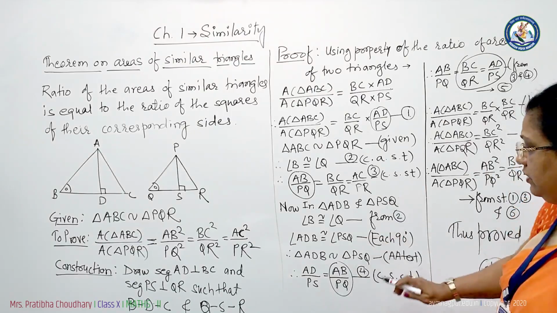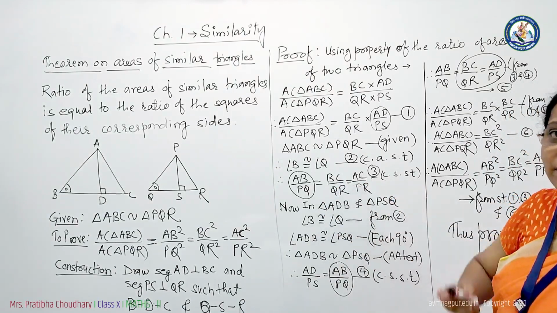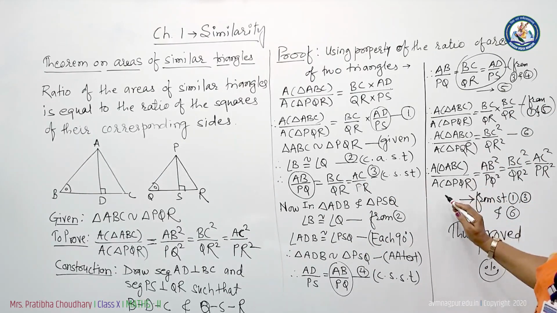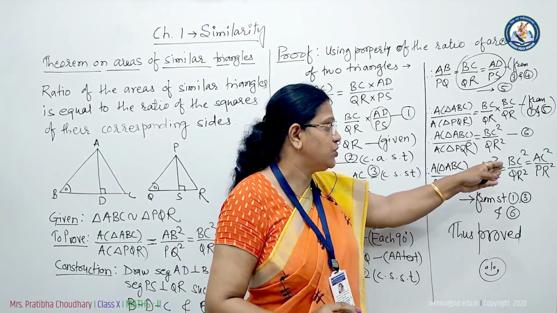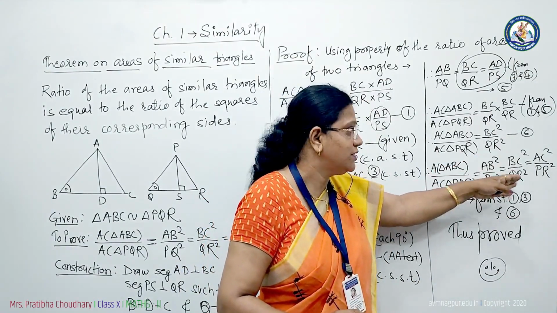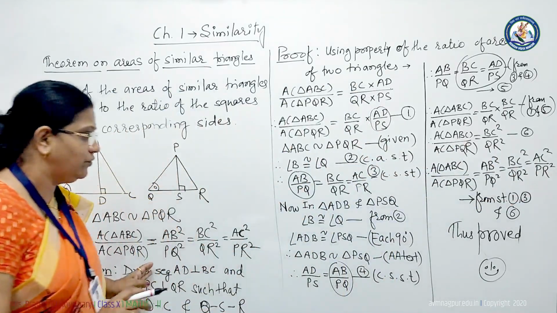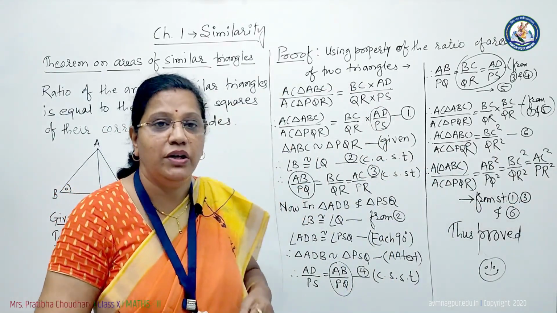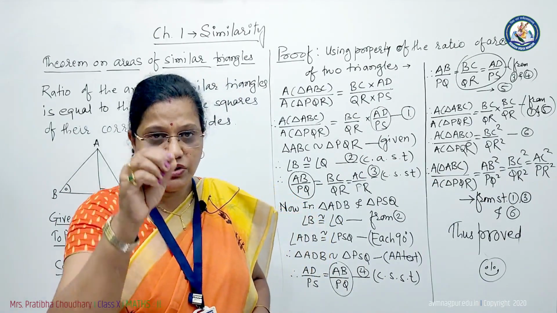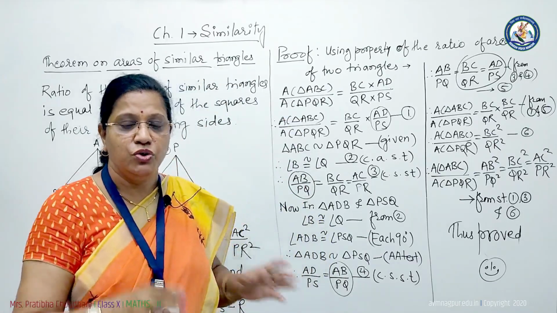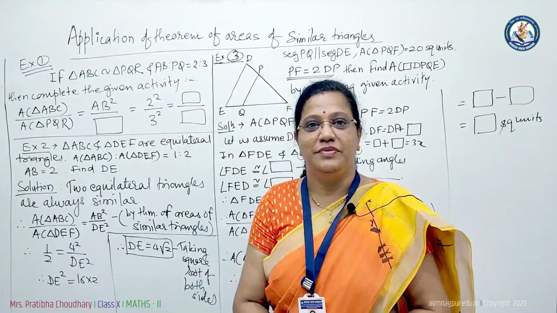And if we want to take all three sides, it is given AB upon PQ is equal to BC upon QR is equal to AC upon PR. So it will become area of triangle ABC upon area of triangle PQR is equal to AB square upon PQ square is equal to BC square upon QR square is equal to AC square upon PR square. And this is our ultimate proof. So we have proved it. See student, what we have done: we have just used similarity of two triangles and the ratio of the areas of two triangles, and using these two things only we have proved it. So you need to concentrate only on the given and what you have.